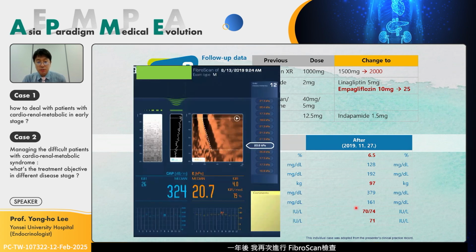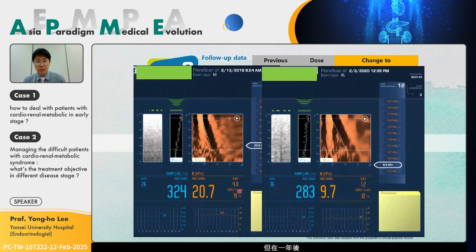And 1 year later, I examined FibroScan, which I described earlier. Initial steatosis level was 324, and fibrosis level was 20. Over 300 or over 10 means severe steatosis and fibrosis. But 1 year later, steatosis decreased a lot, and fibrosis went down by more than 50%, indicating improvement of MASLD and MASH.